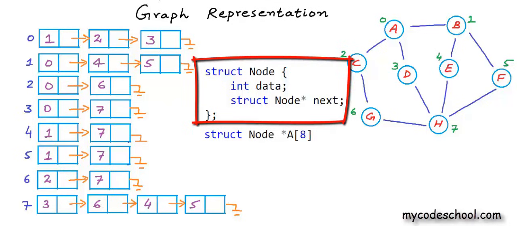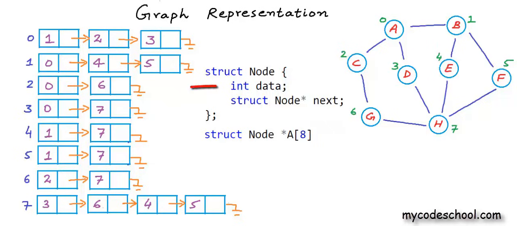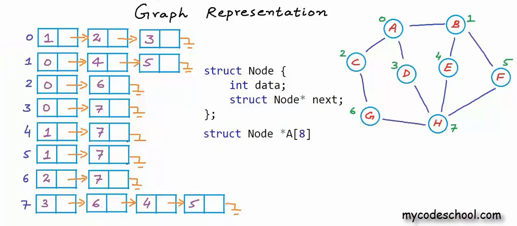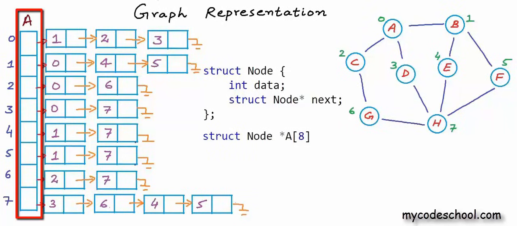Node of a linked list would have two fields, one to store data and another to store address of the next node. A0 would be a pointer to head or first node of linked list for A. A1 would be a pointer to head of linked list for B. And we will go on like A2 for C, A3 for D, and so on. Actually, I have drawn the linked lists here in the left, but I have not drawn the array of pointers. Let's say this is my array of pointers.